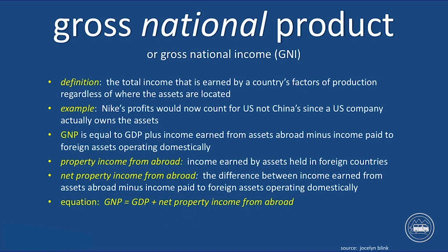Don't worry about that, okay? Keep it simple. GDP, gross domestic product, is in a physical location. Gross national product has to do with where the companies operate, and all profits from Nike count towards the US GNP regardless of where they are located.